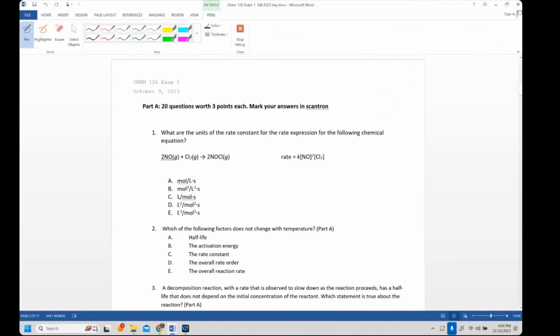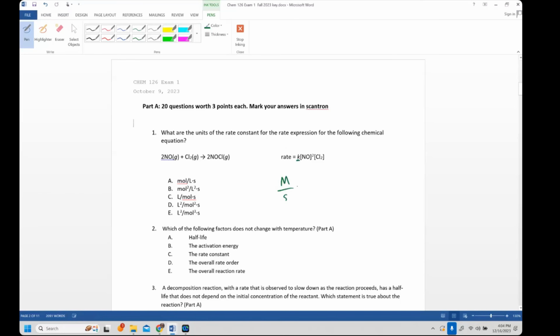Number 1. What are the units of the rate constant for the rate expression for the following chemical equation? We have this equation here, and we have the rate law. We're being asked for the units of the rate constant K. For units, this is just dimensional analysis. The key thing here, for all rates, no matter what the order, the rate of a reaction is molar per second, big M over S.